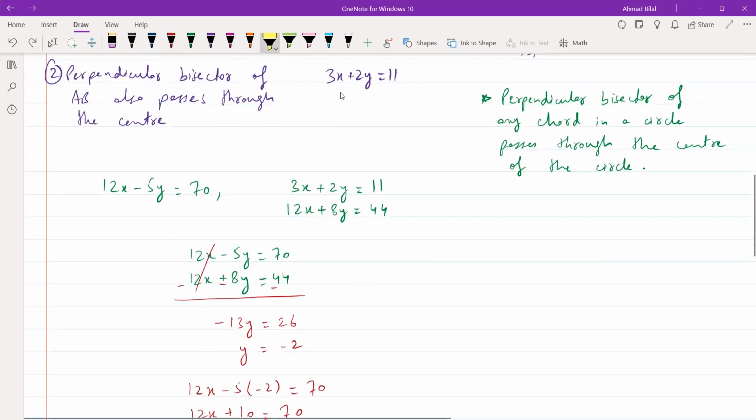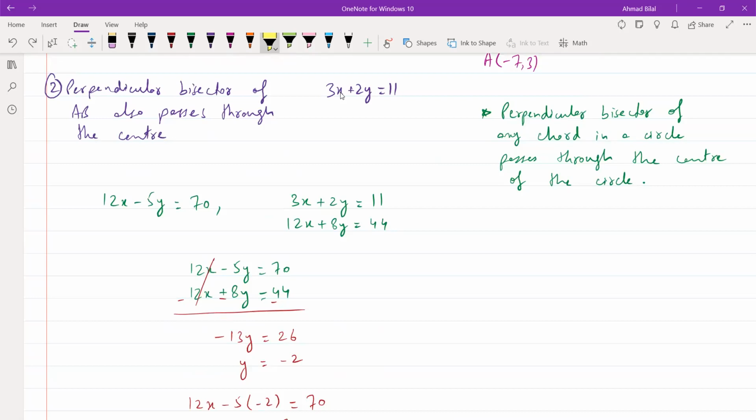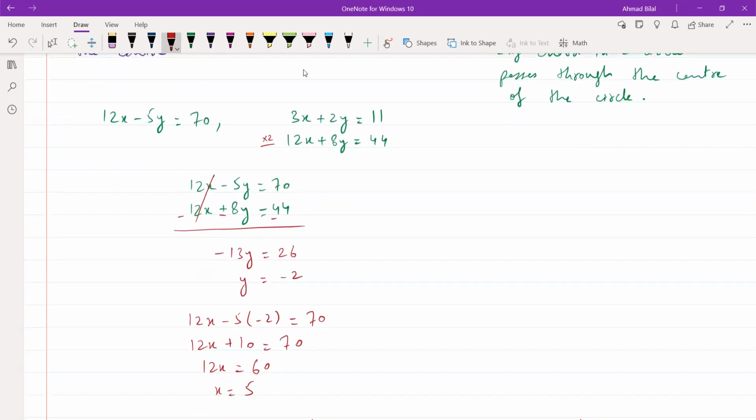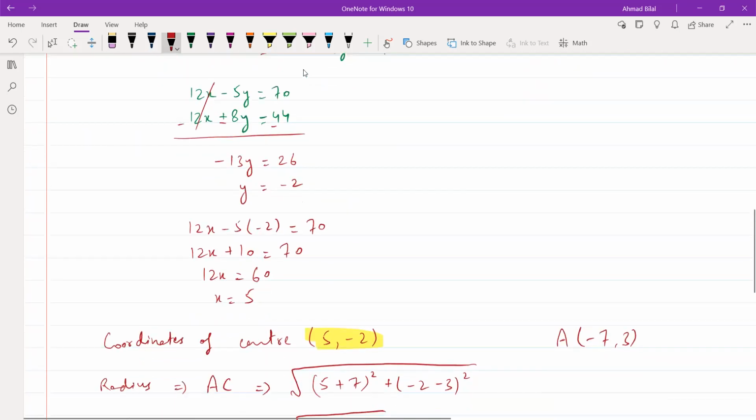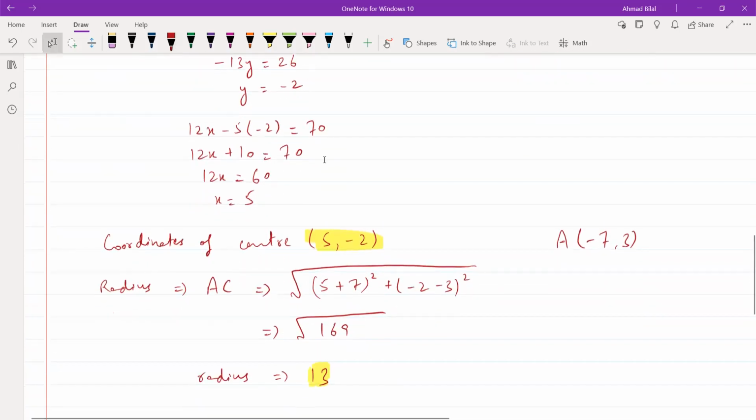Okay, so we solved those two equations simultaneously, right? We had 12x minus 5y equals 70 and 3x plus 2y equals 11. I multiplied this by 4 to do elimination, made the 12x the same, and then found the values of x and y from there. They represented the coordinates of the center of the circle, which turned out to be 5 and minus 2. X equals 5 and y equals minus 2.